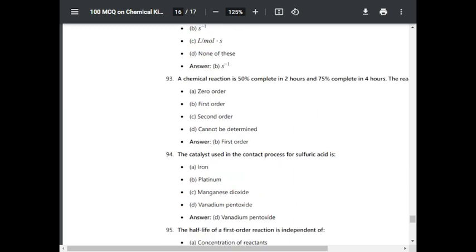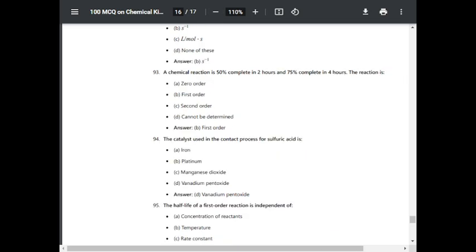Question number 93. The chemical reaction is 50% complete in 2 hours and 75% complete in 4 hours. The reaction is option A zero order, option B first order, option C second order, option D cannot be determined. The correct answer is B, first order. The reaction is first order.